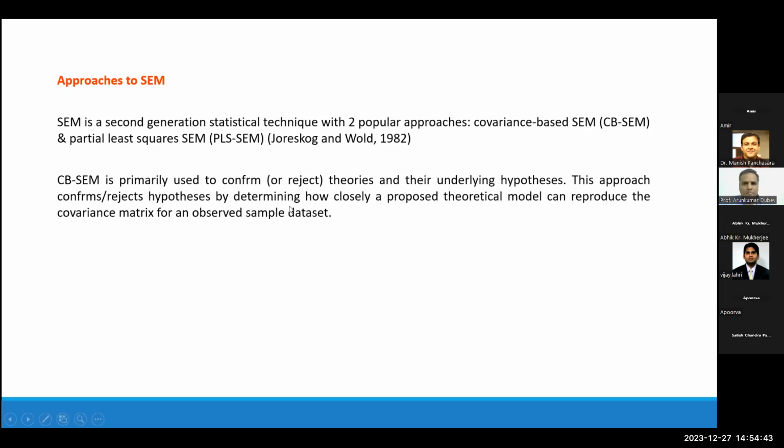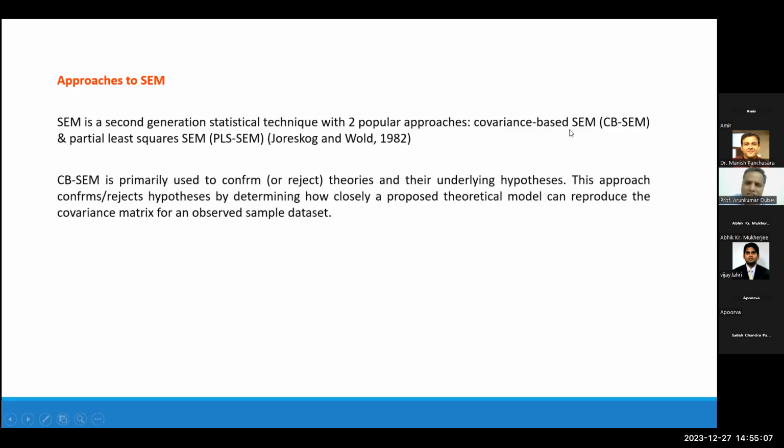Now see, when I talk about CB-SEM, you always come across model fit indices. If you read a standard paper where CB-SEM is applied, people report model fit indices. When I say model fit indices, it means people report goodness of fit, normed fit index, Tucker-Lewis index, and goodness of fit.